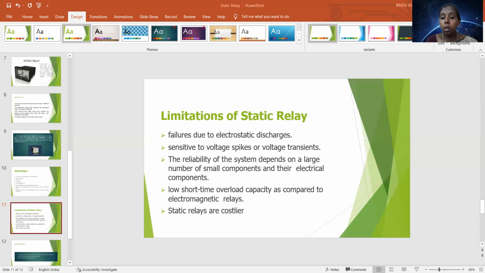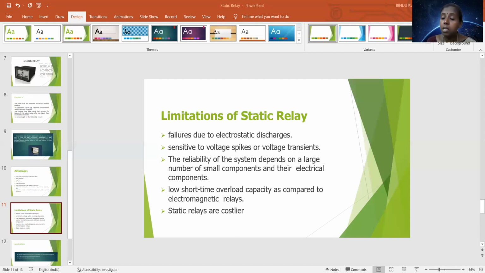Also, these are very sensitive to voltage fluctuations. That is, if a voltage spike or voltage transition is there, it is very prone to voltage fluctuations. Since it is very prone to voltage fluctuations, we should avoid that. We should go for stabilizing circuits.